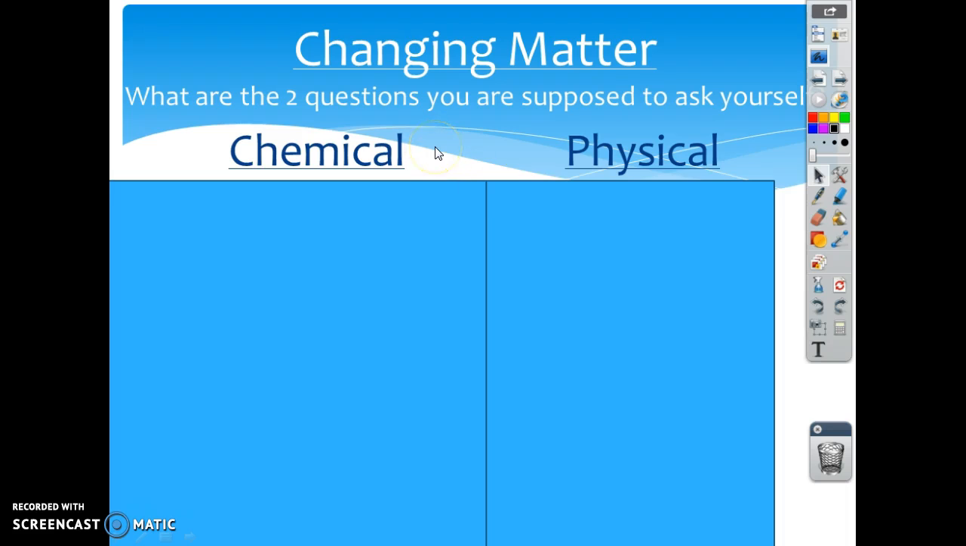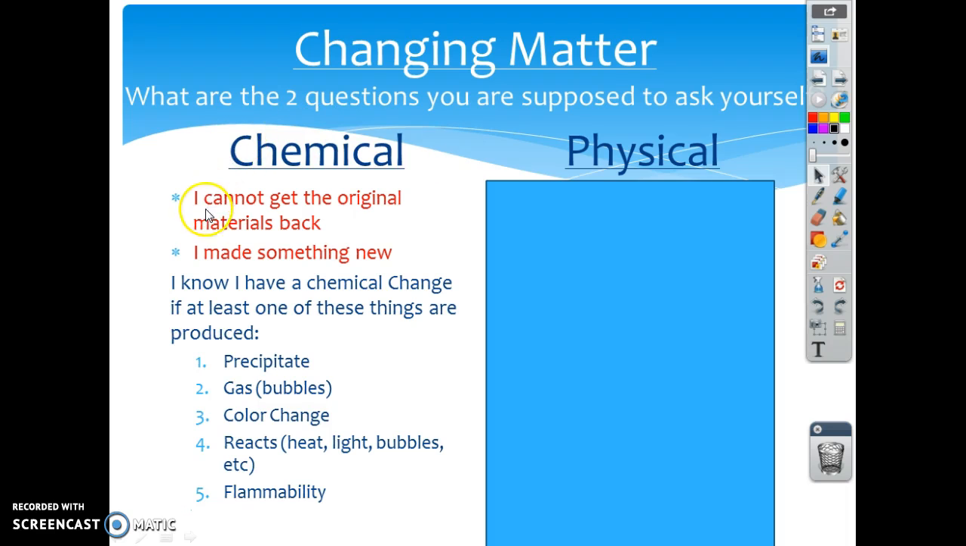Now, we mentioned it for a minute, but we have some examples of chemical and physical changes we could think about. So we're supposed to ask ourselves, can we get it back? If we can get it back, it's physical. If we can't get it back, it's chemical. Another question to ask, did I create something new? If I did create something new, it's chemical. If I didn't create something new, it's physical. So, if I can't get back the original materials, it's chemical. And if I made something new, it's chemical.